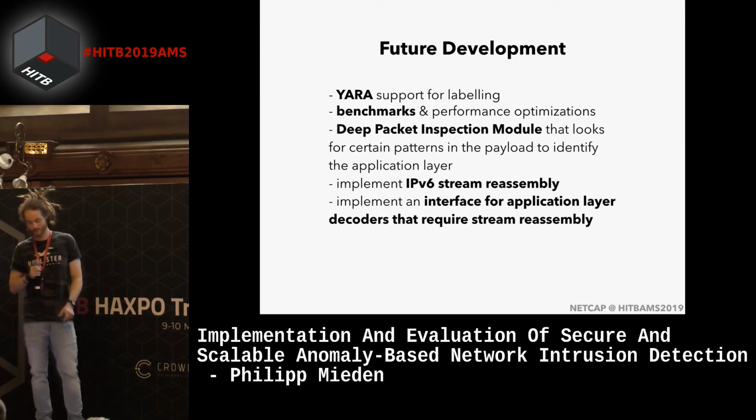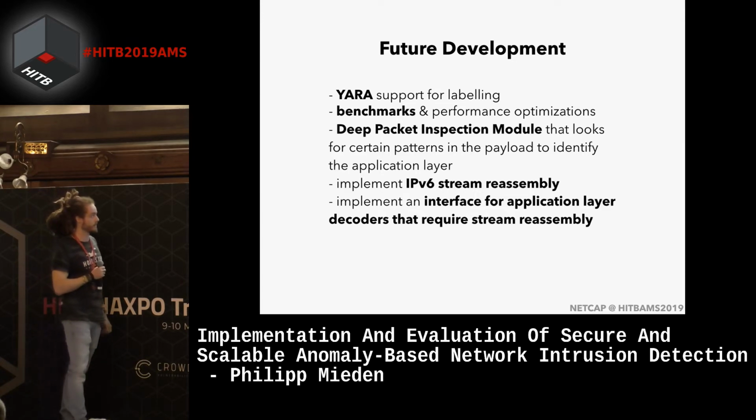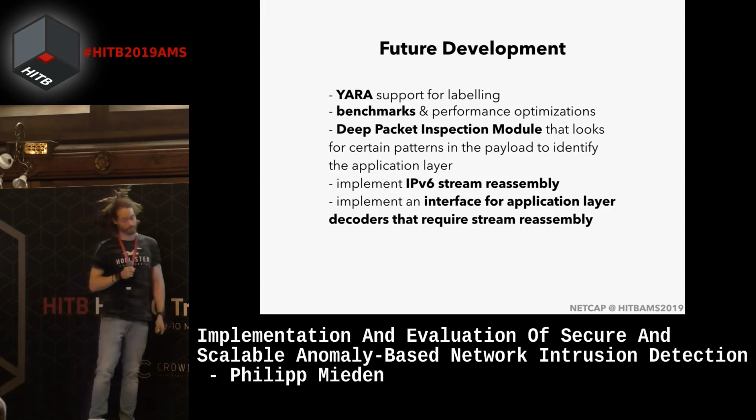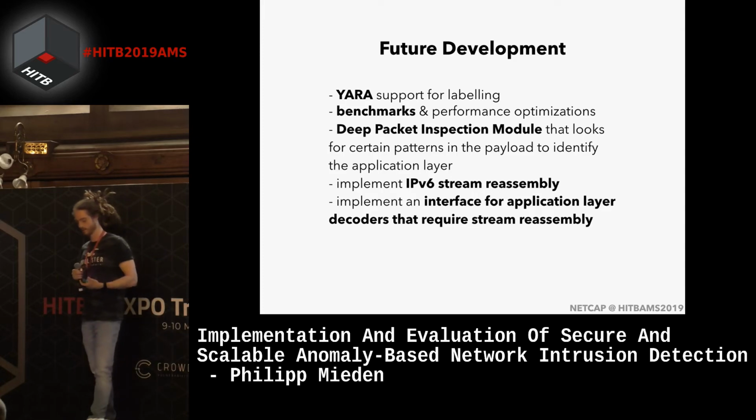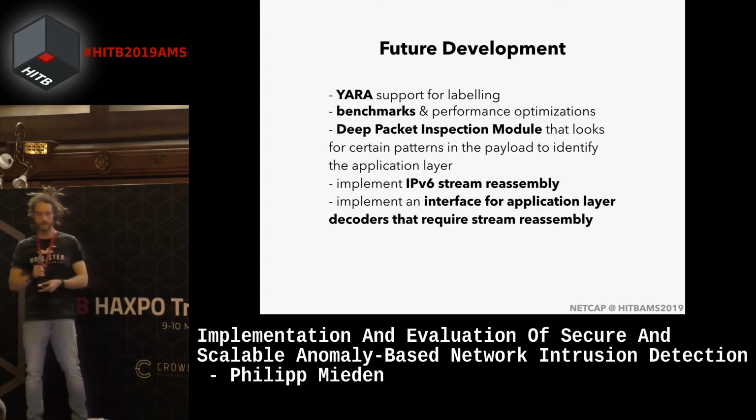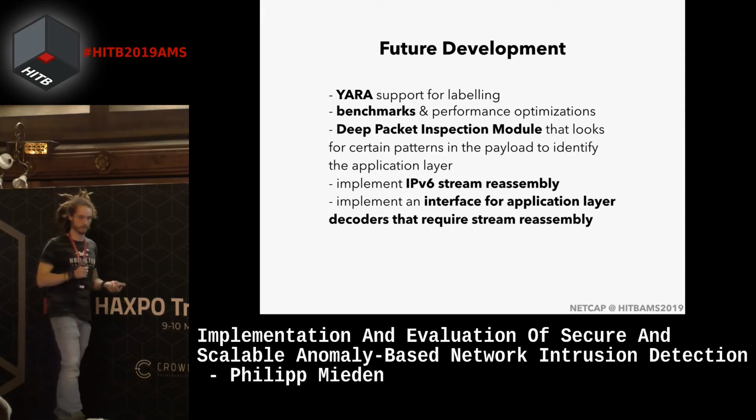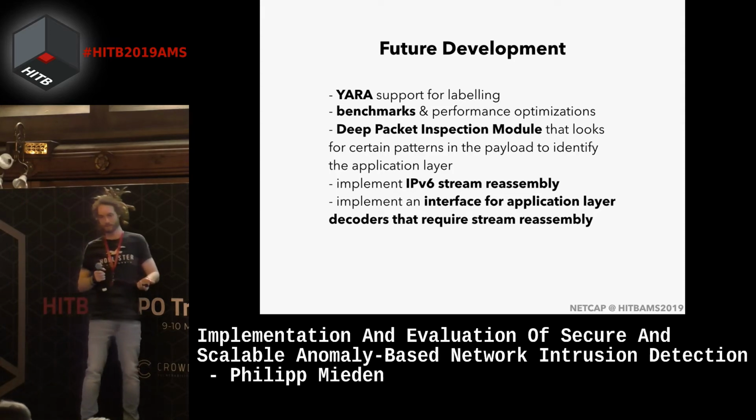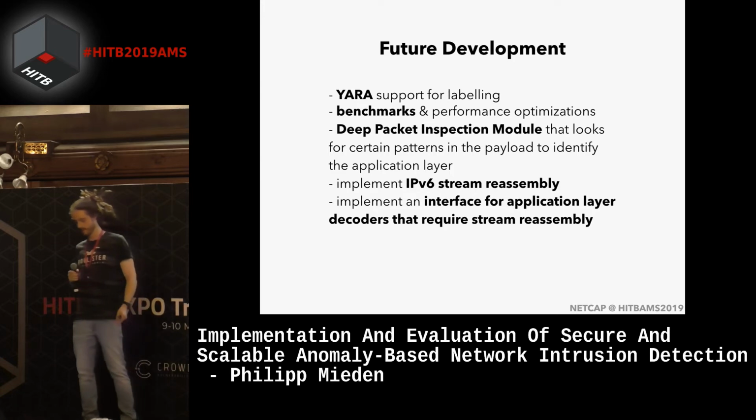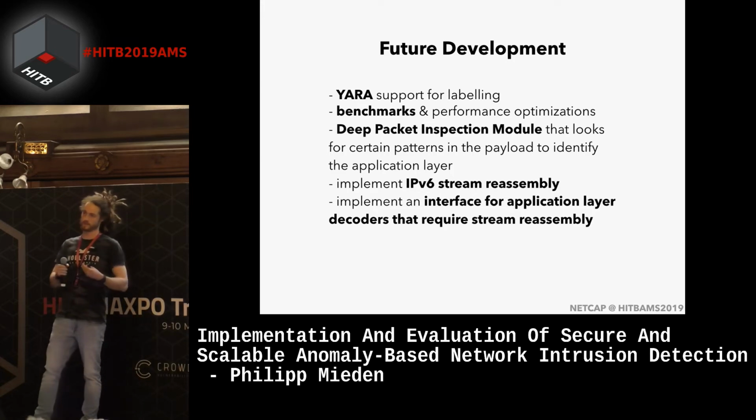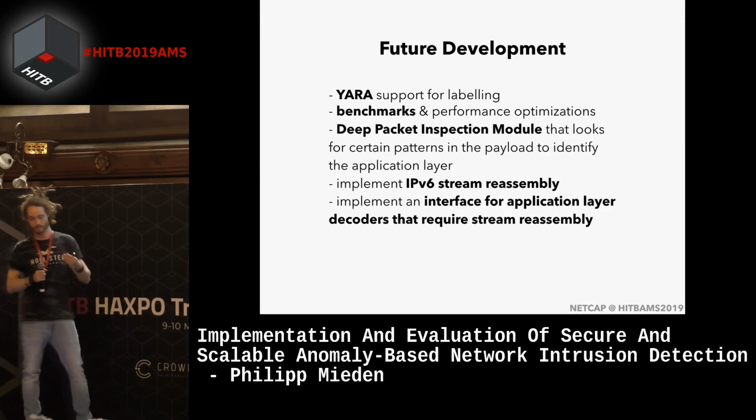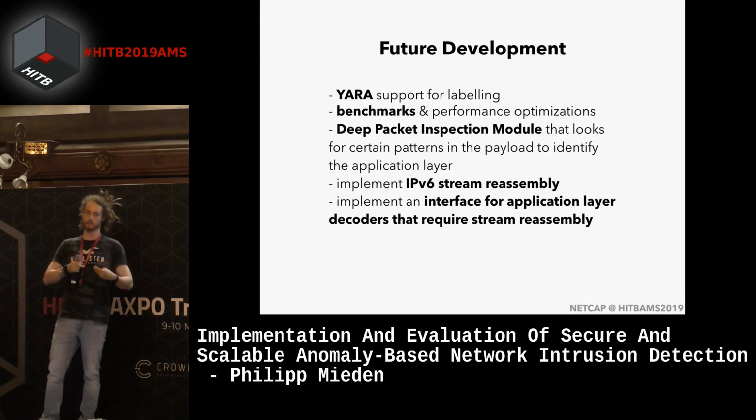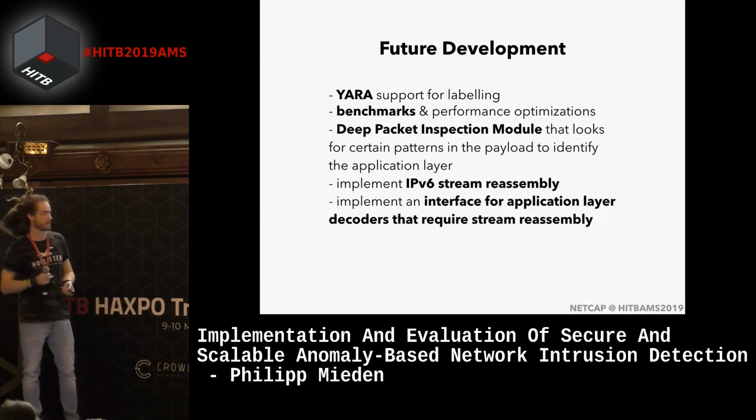IPv6 stream reassembly for TCP would be really, really interesting. And also a generic interface for application layer decoders that require stream reassembly, because there are more protocols that rely on this. It would be really nice to have a generic interface for a decoder that just gets as input the stream of all the decoded data, and then can work on this and create the audit records that you actually want to extract.